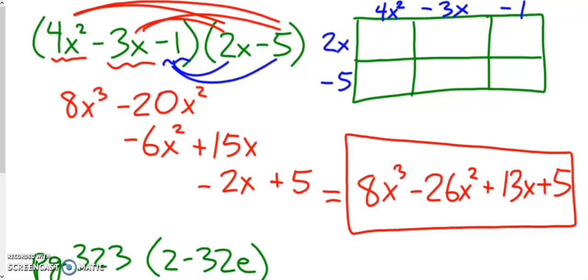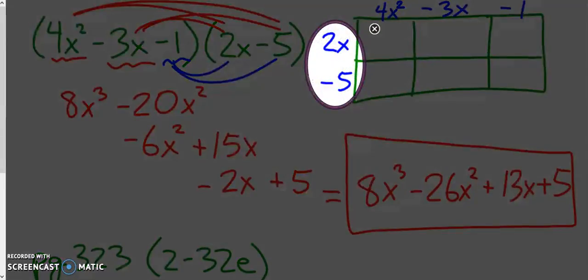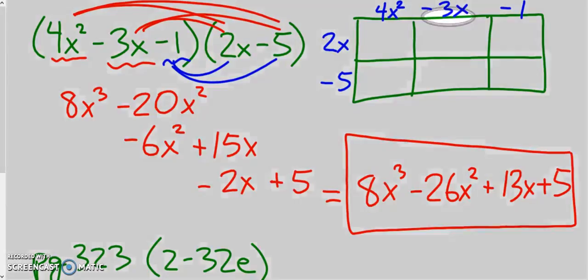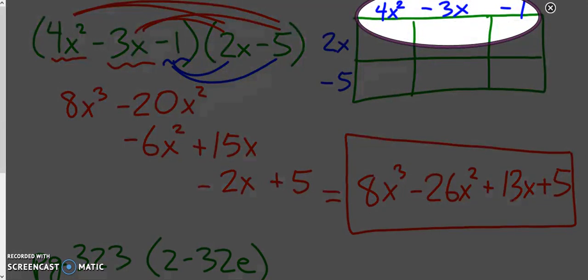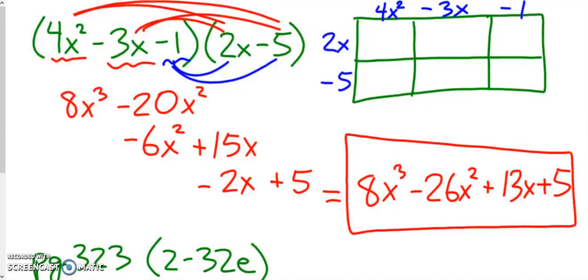Like this has 2 terms, so I gotta have 2 boxes. I mean, you can't see me waving at that, so this has 2 terms right here, so it needs 2 boxes. This part right here has 3 terms, so it's got to have 3 boxes going across. And so, once again, where these cross, I'm going to multiply. So 2x times 4x squared is 8x cubed. And that, of course, matches with this 8x cubed right here.